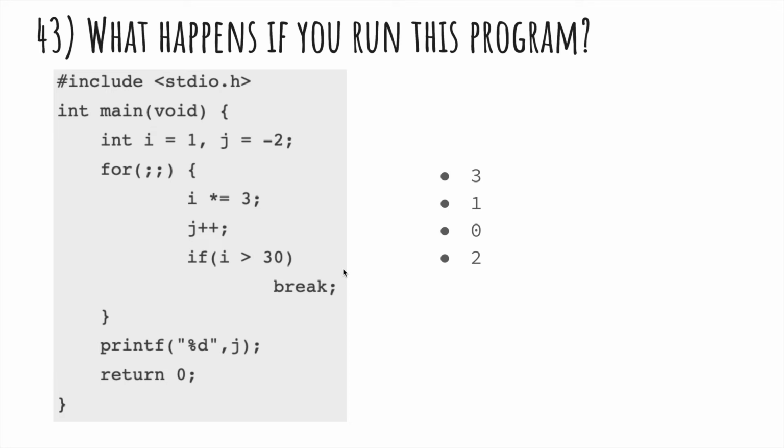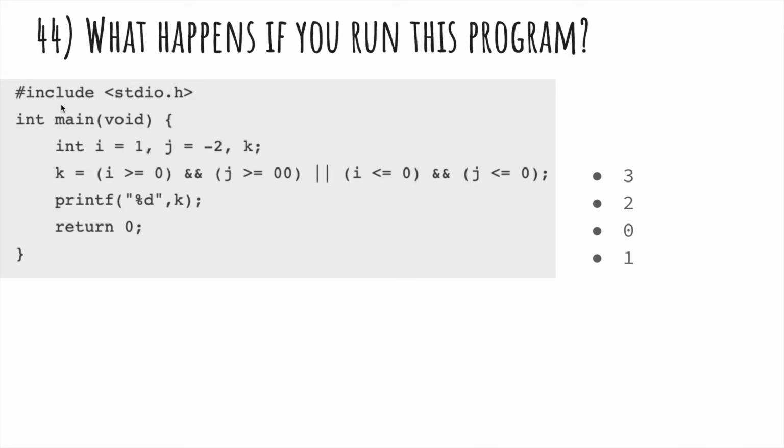Next question, i is 1, j is -2. for, colon, that's another way of saying for forever. We're going to do this until we break out of this. So i times 3. So 1 times 3 is 3. j plus 1, so j is -1. i is not greater than 30. So i times 3 is 9. And then -1 plus 1 is 0. 9 is not greater than 30. And then 9 times 3 is 27. Add 1 to j. j is now 1. 27 is not larger than 30. So 27 times 3. And then add 1 to j to get 2. And now i is greater than 30. So we'll break out of this for loop and get the answer to be 2.